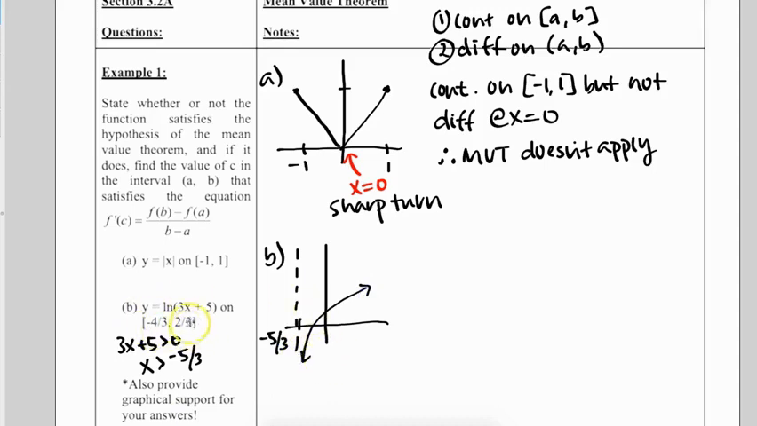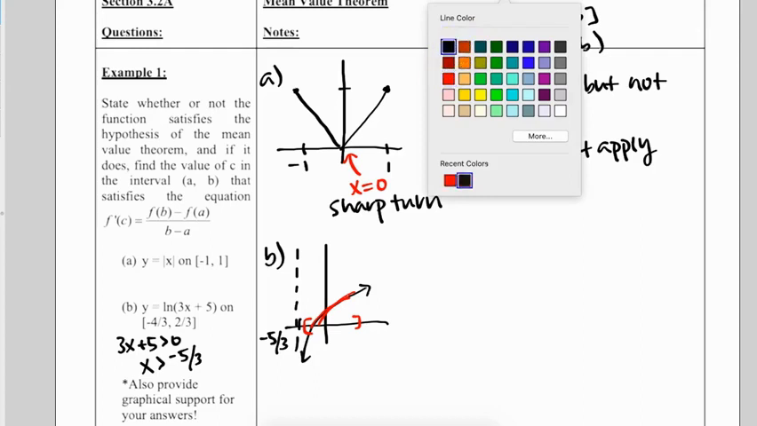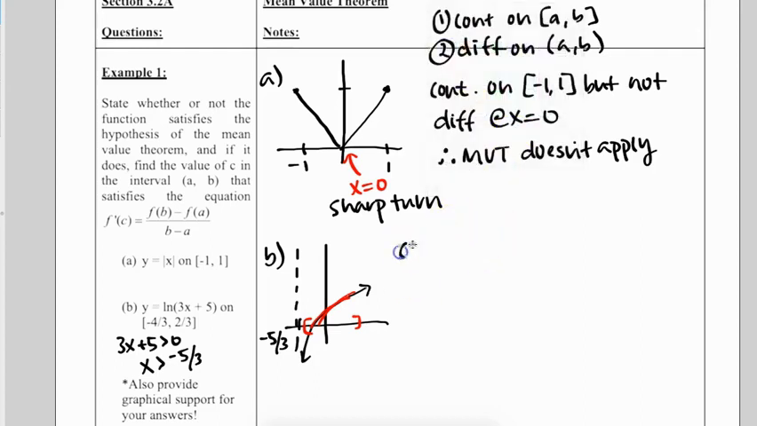But, okay, looking at the interval that we've been given, we have -4/3 to 2/3. So we are only looking from, let's say, about here to here. So just this part of our function. And I do see that it is continuous on that interval, and it's also going to be differentiable on that interval. So therefore, we are going to satisfy the mean value theorem. So let's see. So it is continuous and differentiable on the interval we've been given.